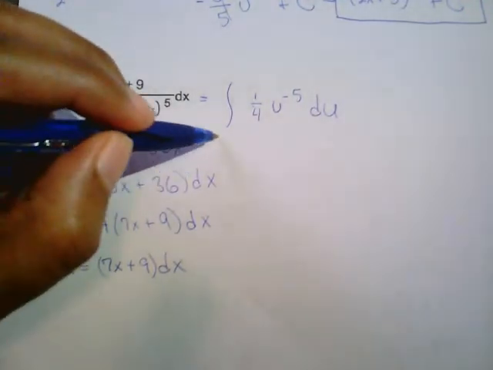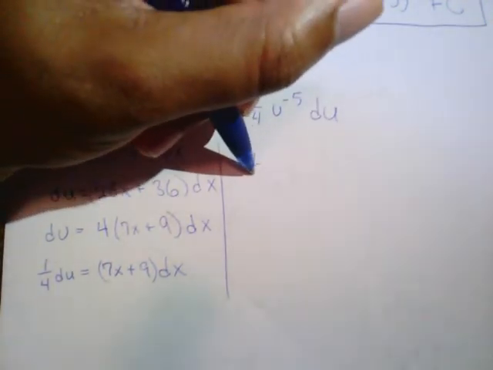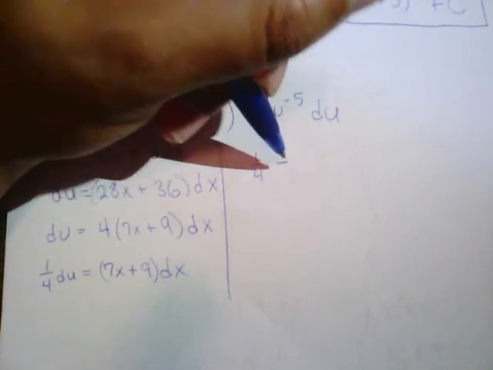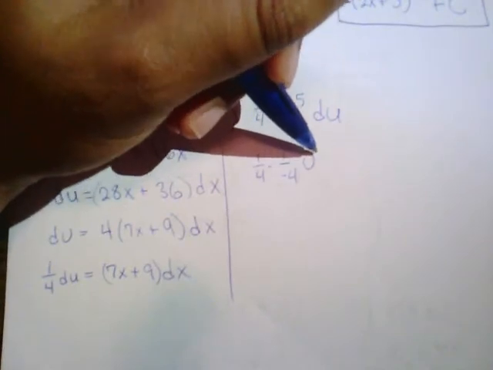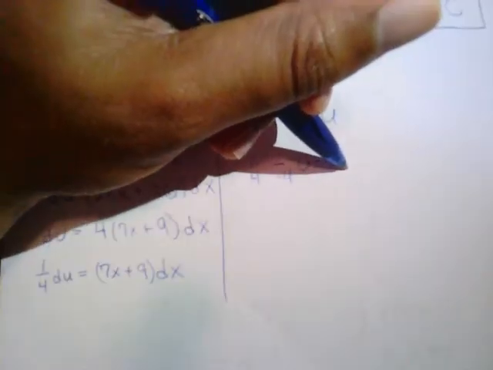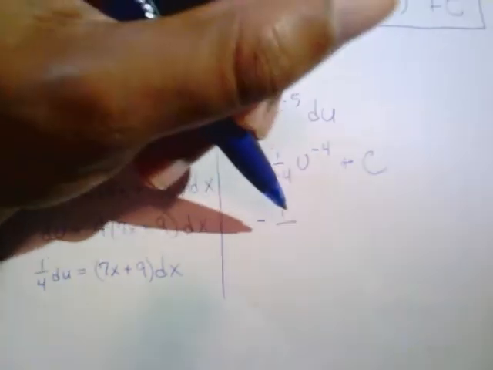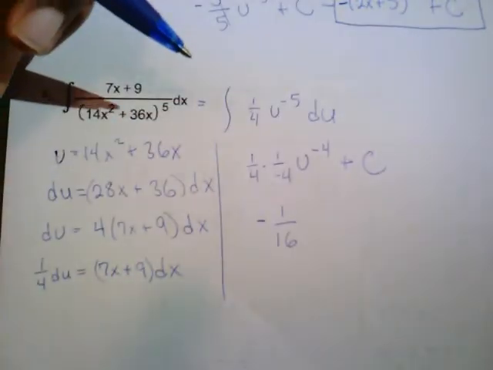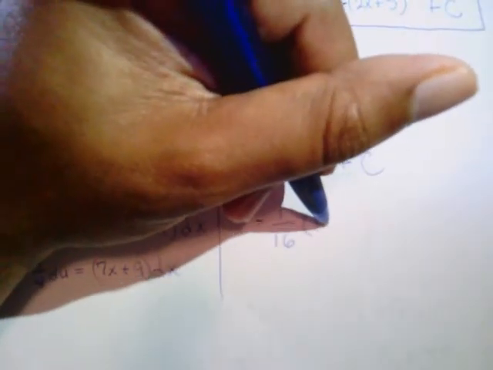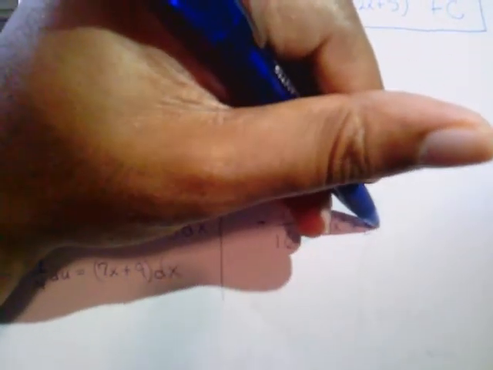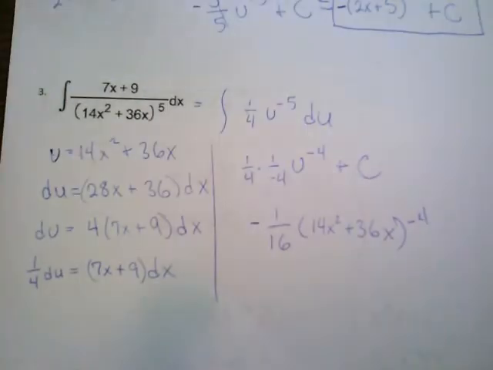And now we find the antiderivative. So this will be 1/4 times 1 over negative 4 u to the negative 4 plus c. So this will be negative 1 over 16, and then we'll substitute back in for u, so we'll plug 14x squared plus 36x back into the equation, raised to the negative 4th power plus c.